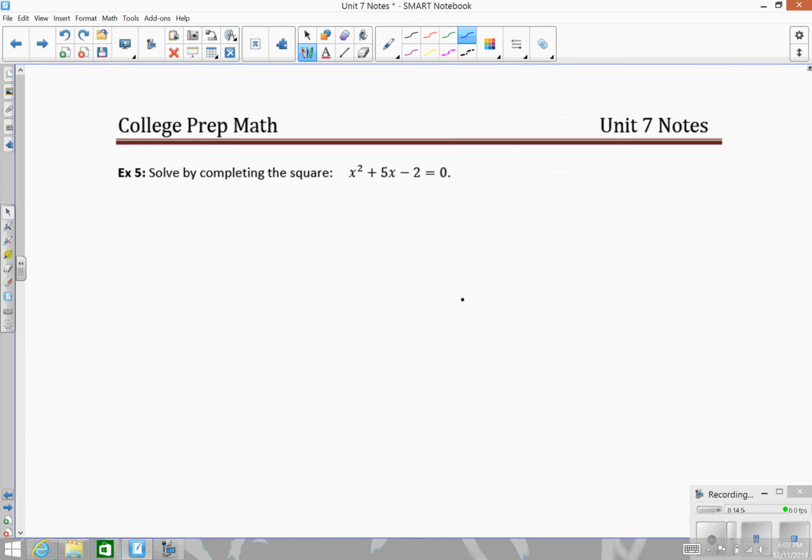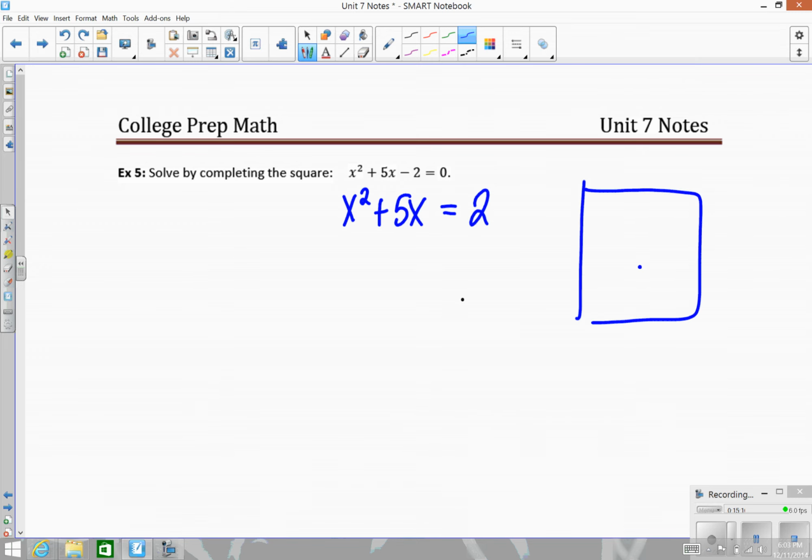So here's another example. We're going to solve by completing the square. This equation is not factorable, so you would have to solve it by completing the square. Completing the square works when your equation is not factorable, so that's why it's a good method to know. So if we have x squared plus 5x, we're going to bring the 2 over.